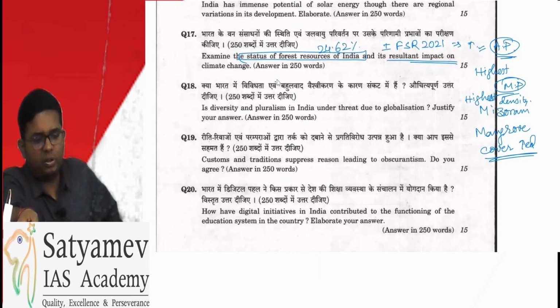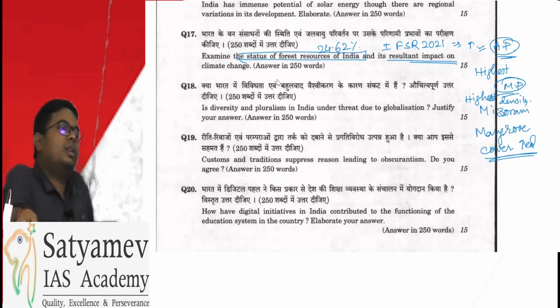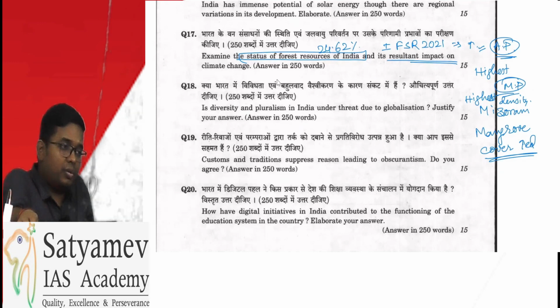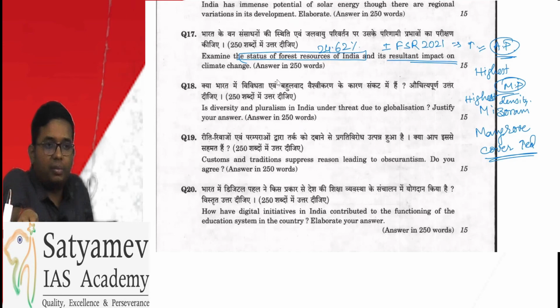And then you write about the conclusion. What will the conclusion be? Forest resources are the center to sustainable development, or forest resources should be integrated with climate change policy for attaining the sustainable development goals of climate justice.